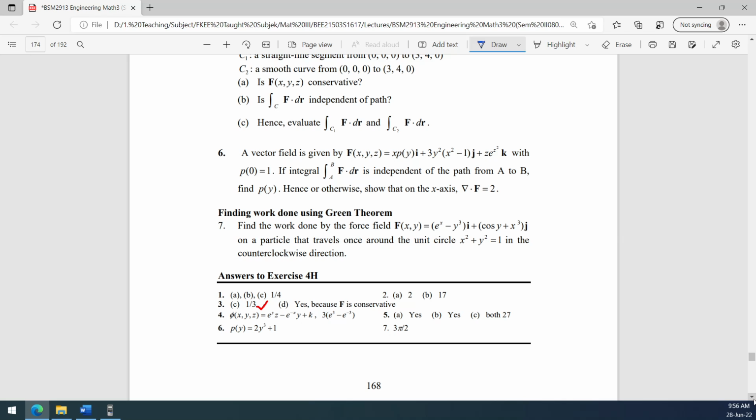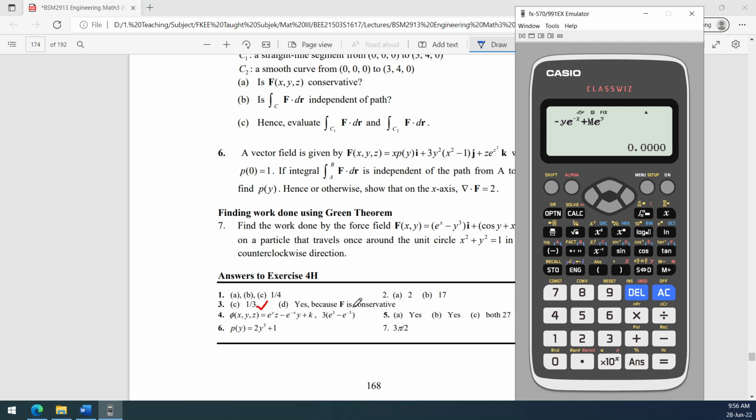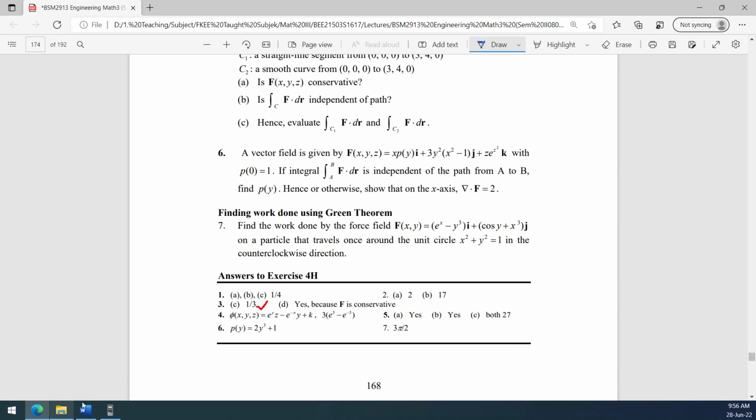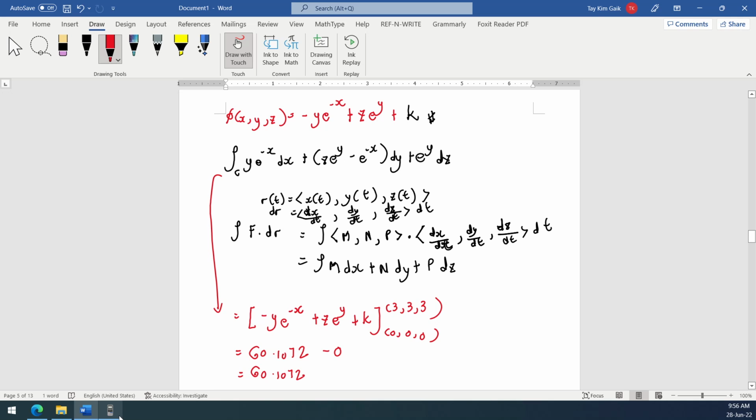Question 4, okay. 3 exponent 3, okay, this is done manually. Let's check: 3 exponent 3 minus exponent negative 3. Same. So we obtain the answer. This answer is what you solve manually. Just now, the answer I got with the calculator was 60.1072.